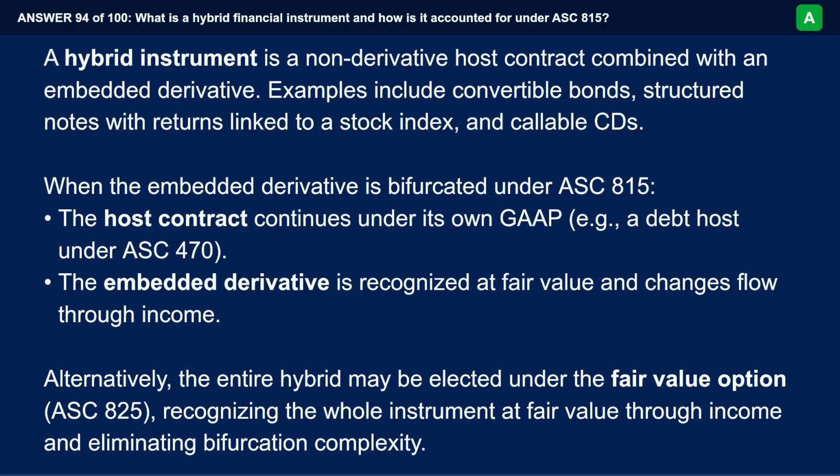When the embedded derivative is bifurcated under ASC 815, the host contract continues under its own GAAP, for example, a debt host under ASC 470. The embedded derivative is recognized at fair value and changes flow through income. Alternatively, the entire hybrid may be elected under the fair value option, ASC 825, recognizing the whole instrument at fair value through income and eliminating bifurcation complexity.